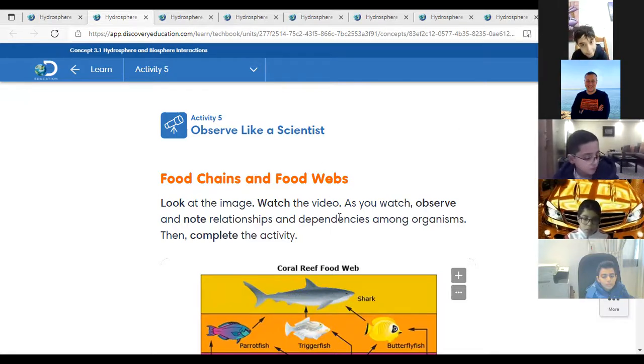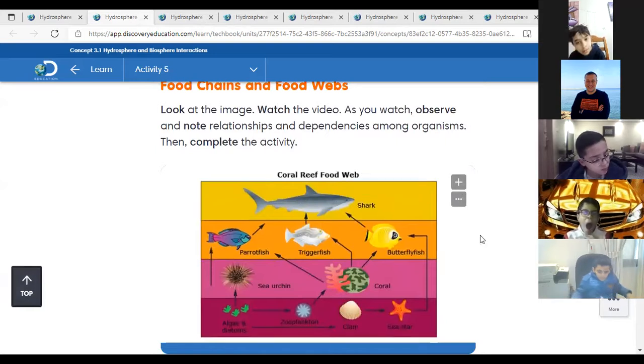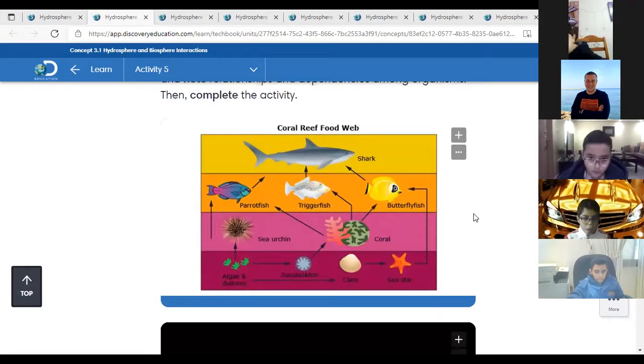Look at the image, watch the video, and as you watch, observe and note relationships and dependencies among organisms, then complete the activity. Do you remember this picture of the coral reef food web? It starts with the producers that are algae and the diatoms. Then they are eaten by microscopic organisms like zooplankton and the other aquatic animals like sea urchin and clam. And the food chain goes on, or this is a food web, several food chains.